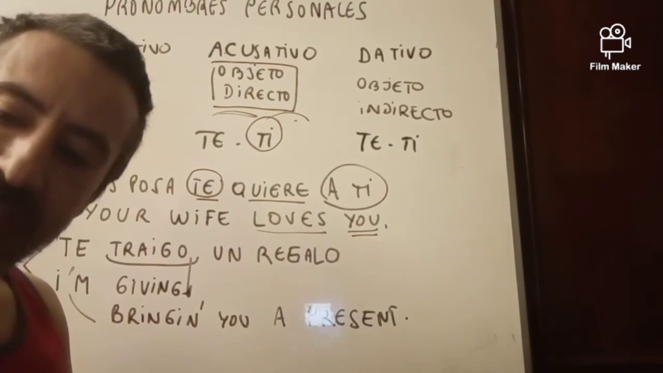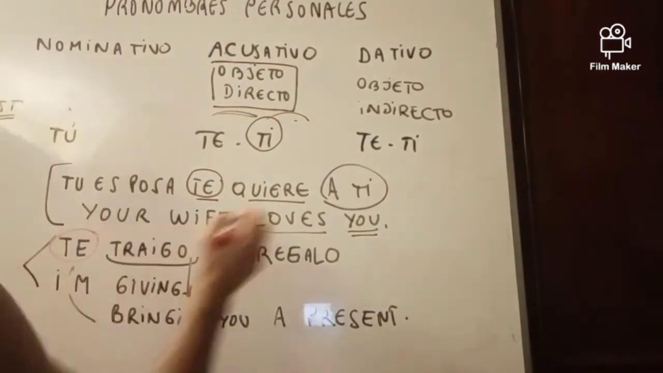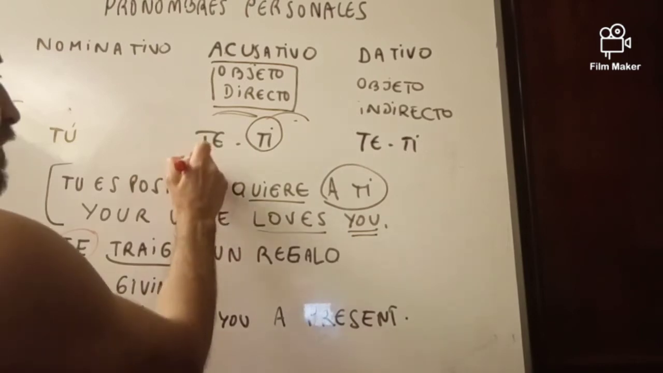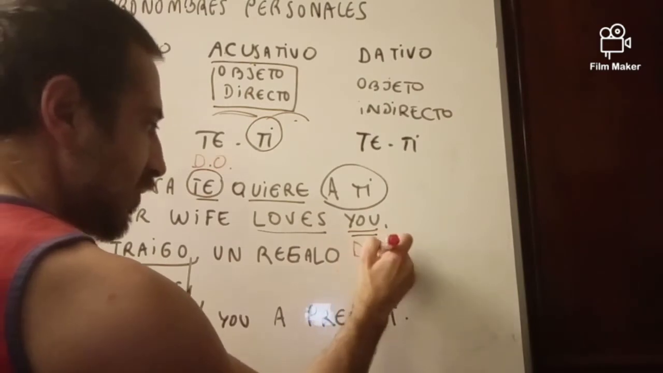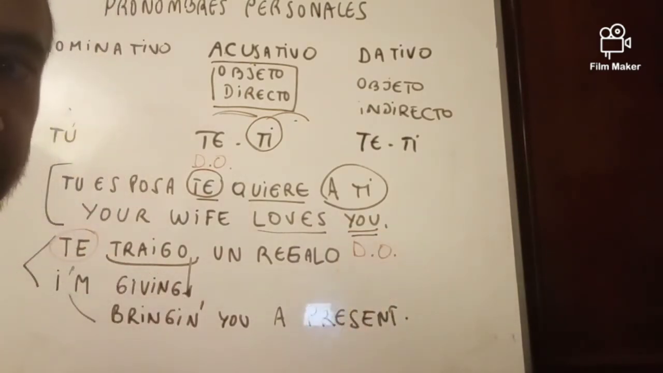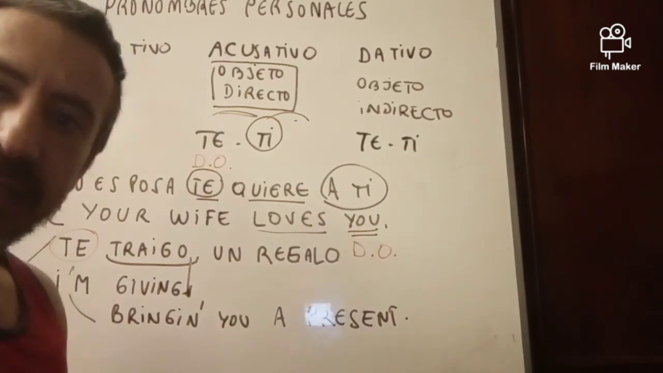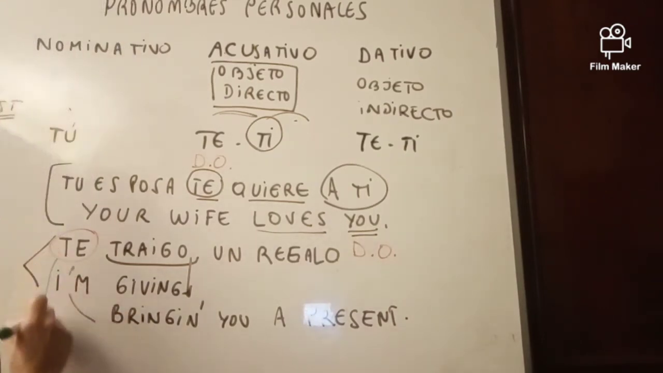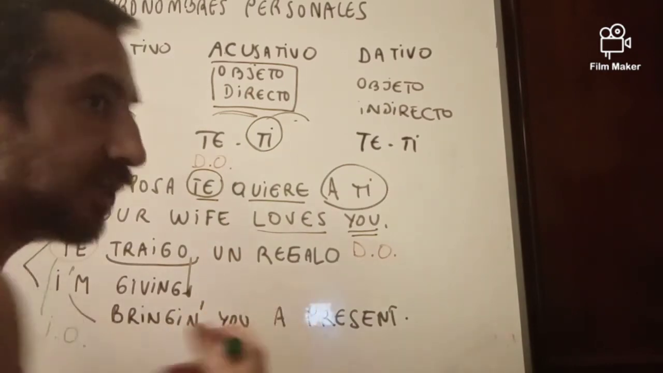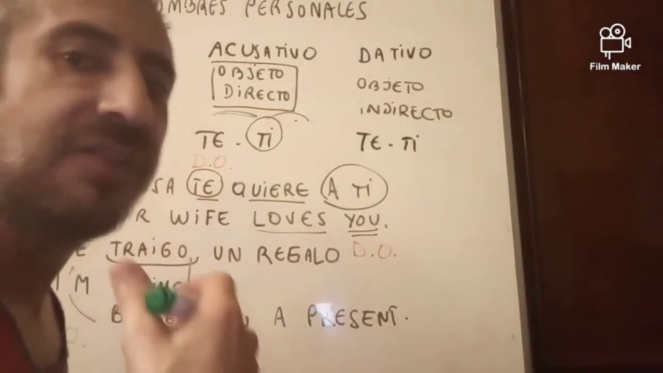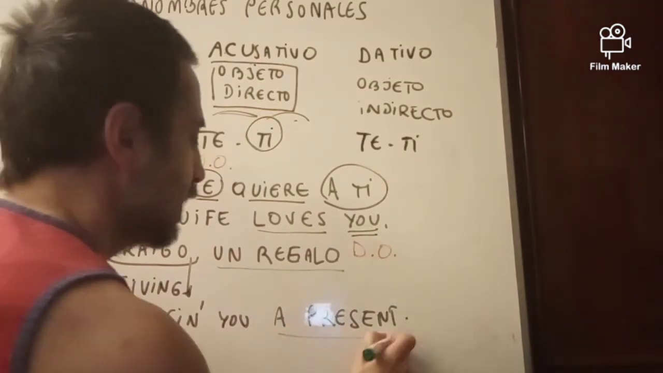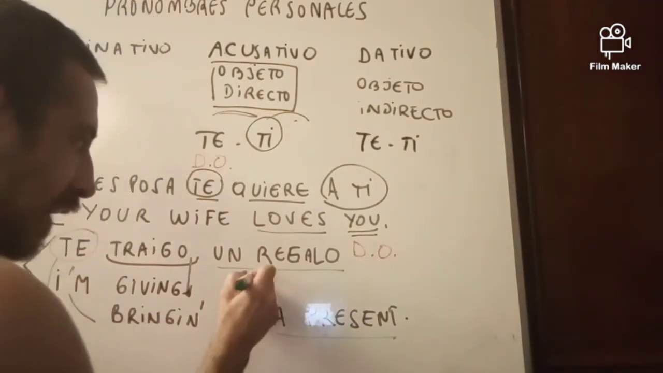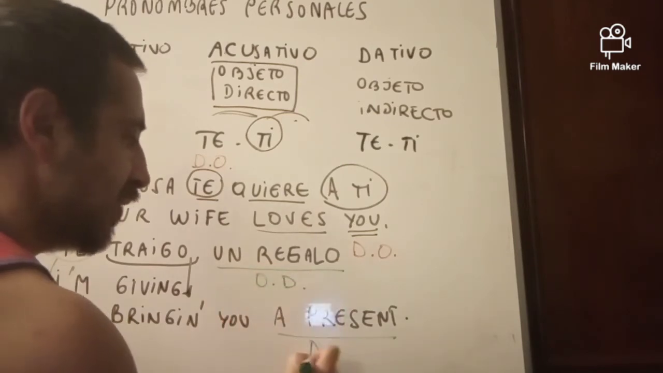So, can you see the difference in meaning? In this case, this is the direct object of the sentence. This is the direct object of the sentence in English. And in the other case, it's the indirect object, because the direct object, both in English and in Spanish, is a present or un regalo. Objeto directo, direct object.